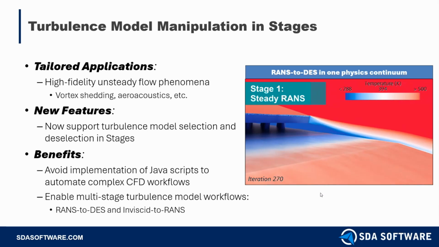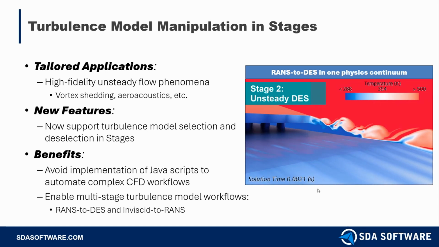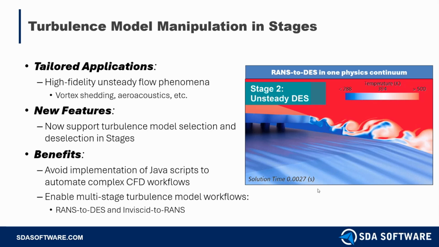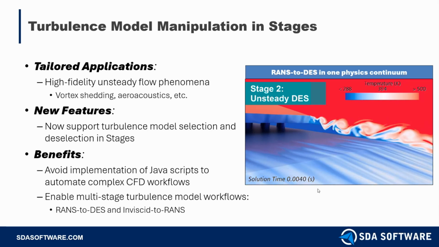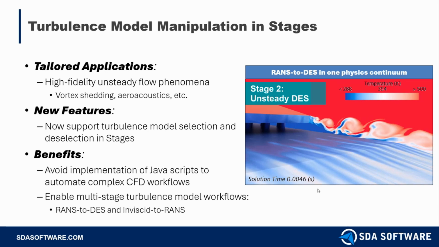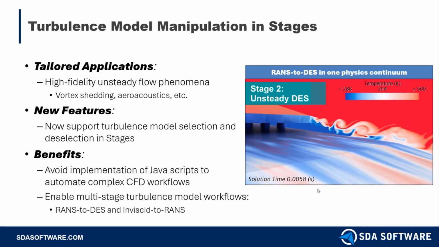One of the biggest challenges for those complex workflows is that they often require initialization with a solution converged from a different turbulence model, usually a lower fidelity turbulence model. This sort of turbulence model switch was not feasible in STAR previously, so users would have to implement scripting to bypass that constraint in the previous version. But those sorts of scripts are hard to manage, maintain, and also hard to troubleshoot sometimes.